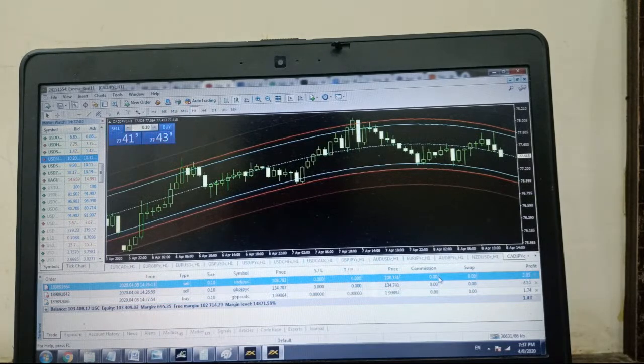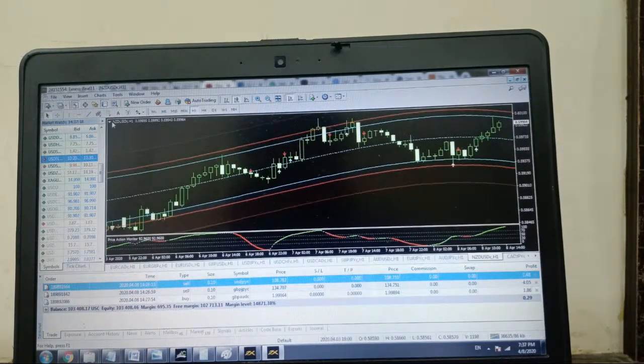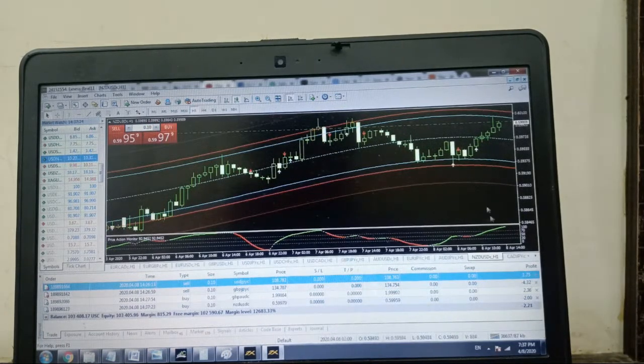Okay, Graham, what to do with New Zealand USD? Buy, sorry. Okay, Graham said New Zealand USD buy. Okay, guys, as per the recommendation of Graham, I'm going to buy New Zealand USD. So, Graham, we have placed the buy order.